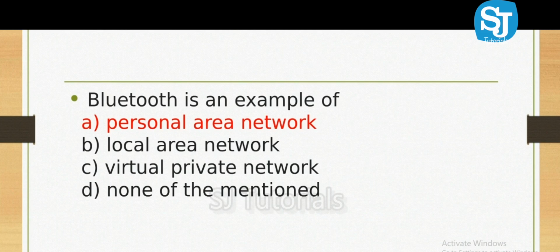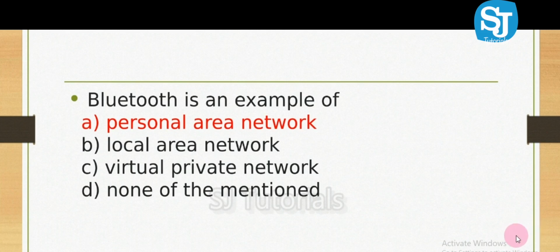Bluetooth is mainly used for personal area networking, because Bluetooth and infrared are used for personal sending purposes, where we can send to a maximum of 10 or 15 persons. We can simultaneously send data using Bluetooth or infrared. Infrared works only over very short distances, but Bluetooth has a larger range than infrared. So the correct answer is personal area network. Bluetooth is a personal area network, and infrared is also a personal area network.